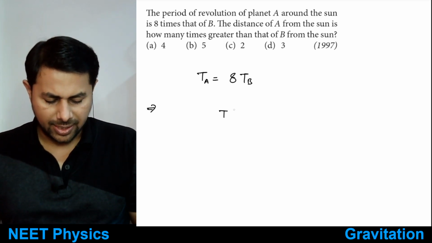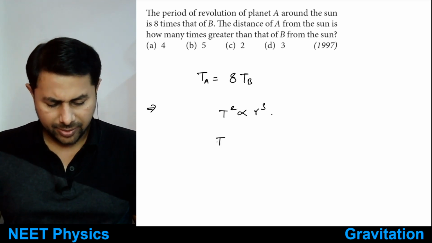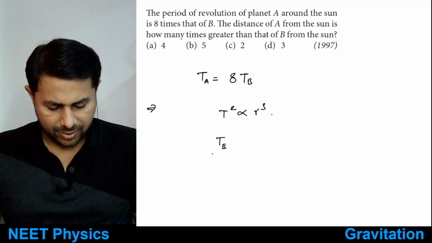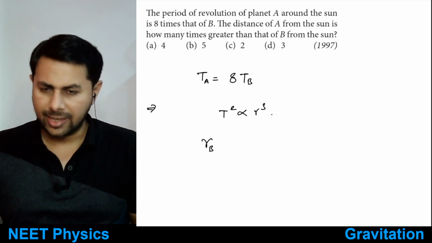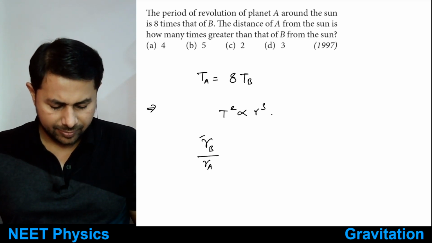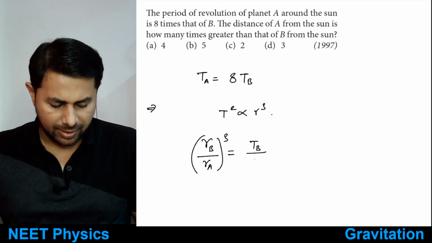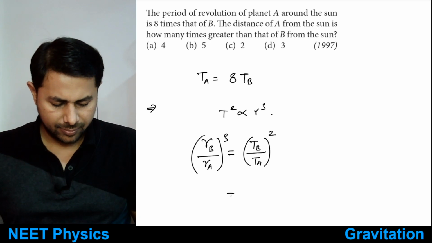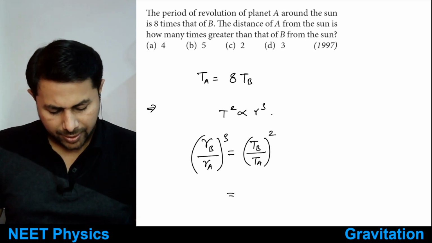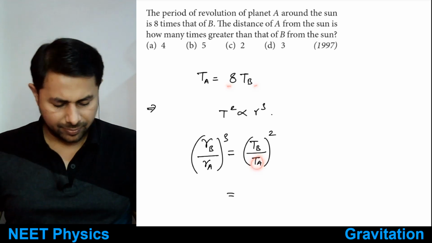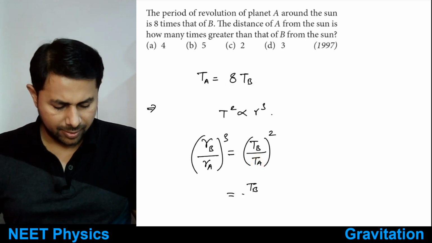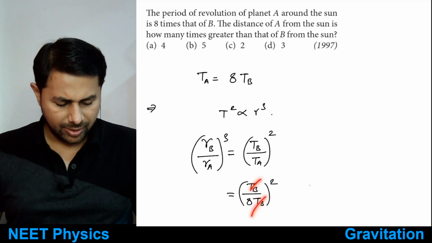So we have T square is directly proportional to R cube, right? That means we want the distance of B. So let's say RB divided by RA, cube of this would be equal to TB by TA square. Let's put the values. TA is 8 times TB, so TB by TA is 1 by 8. You have the square of that, so this will be 1 by 64.